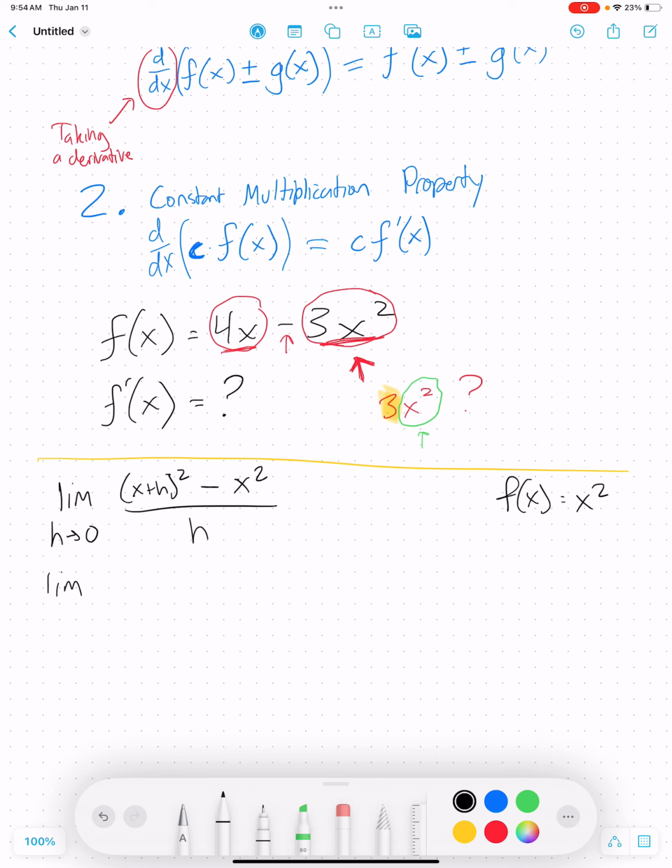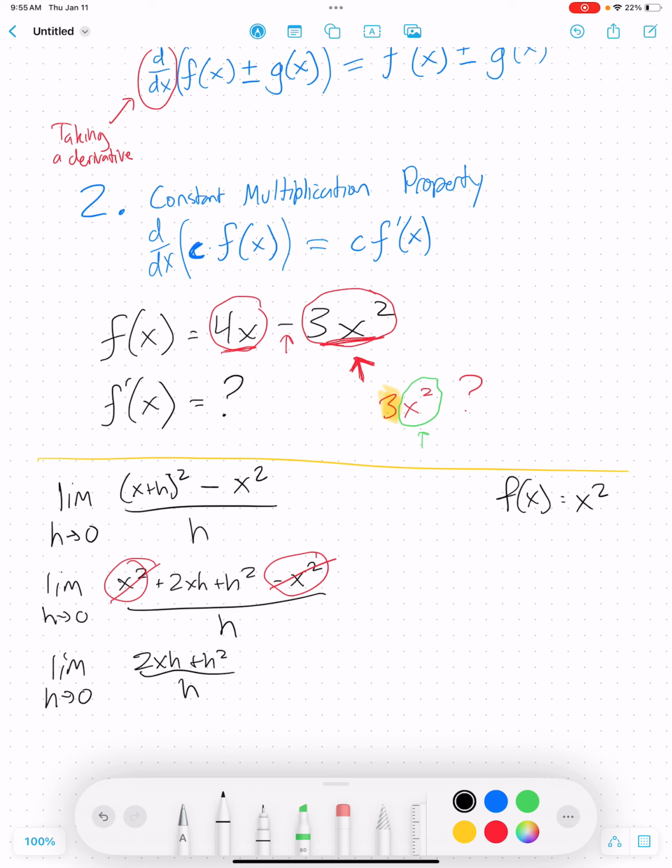Okay, well, let's go ahead and multiply things out. x plus h squared is x squared plus 2xh plus h squared, minus x squared. Sure enough, like what usually happens with difference quotients, the terms that don't have an h in them subtract to 0. And I'm left with 2xh plus h squared over h. Now, every term in the numerator has an h in it, which means I can factor out an h.